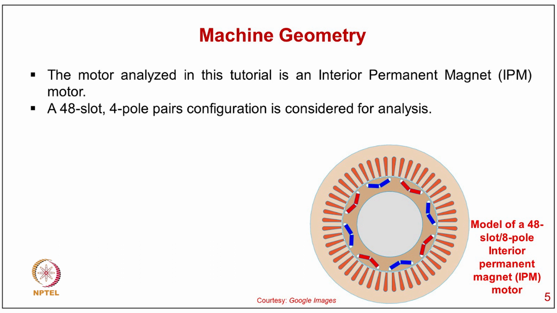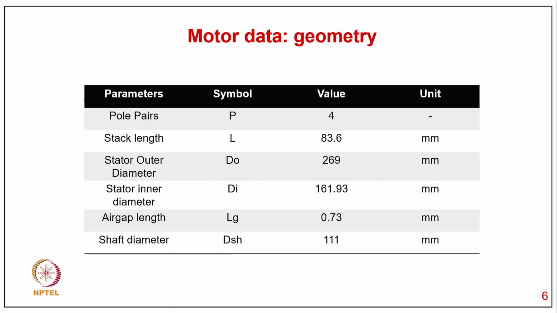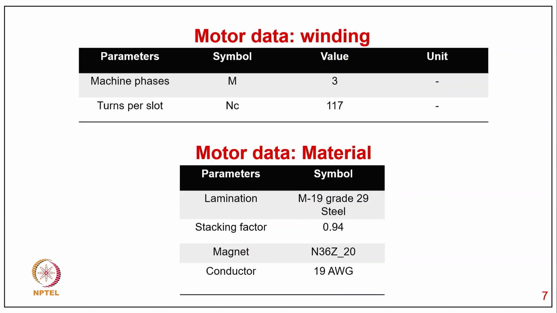So a model of 48 slots with the 8-pole interior permanent magnet motor. And here are the geometry parameters with symbol, value, and unit: pole pairs P equal to 4, stack length L 83.6 millimeter, stator outer diameter DO 269 millimeter, stator inner diameter DI equal to 161.93 millimeter, air gap length LG equal to 0.73 millimeter, shaft diameter DSH 111 millimeter, machine phases M equal to 3, and turns per slot NC equal to 117.